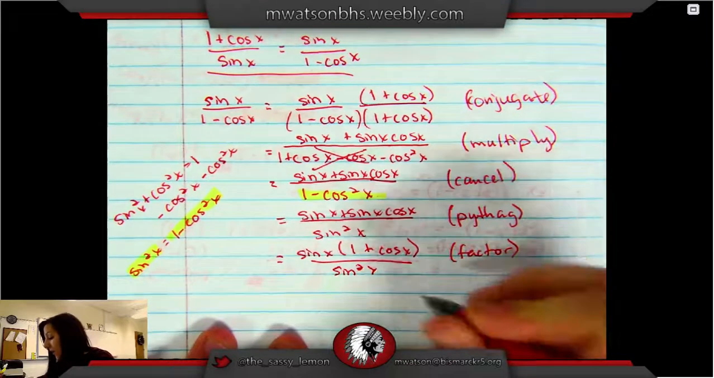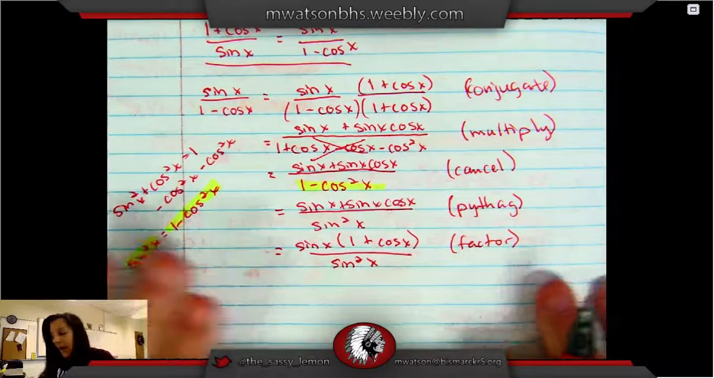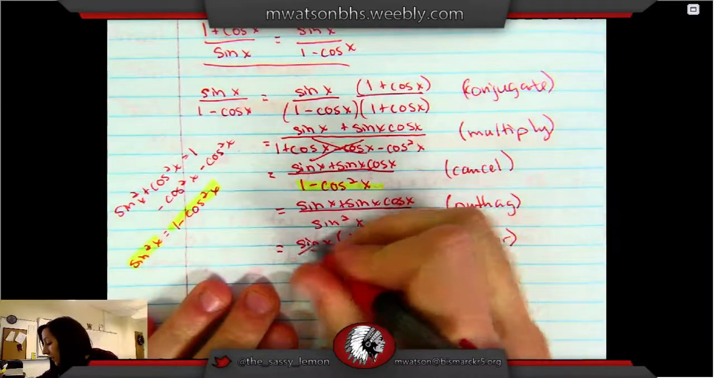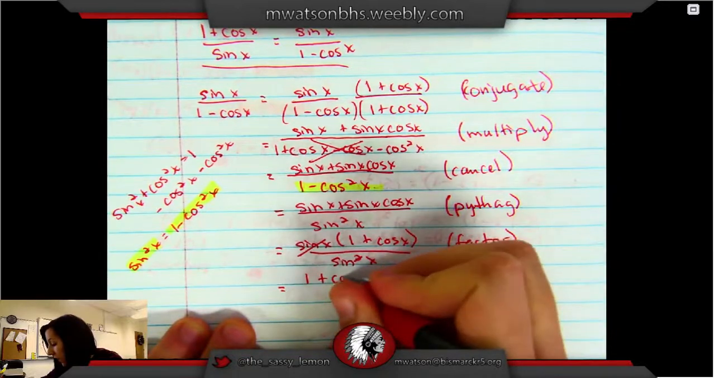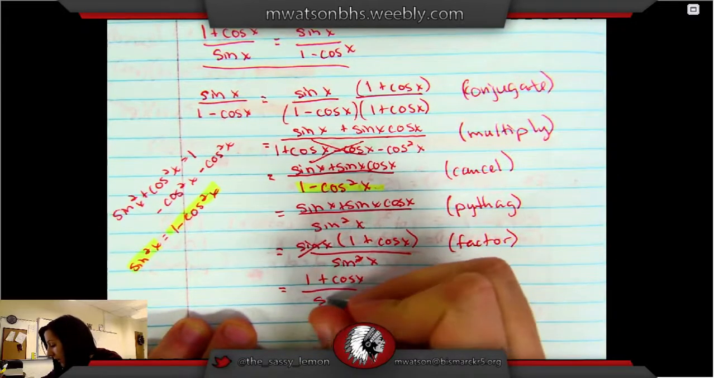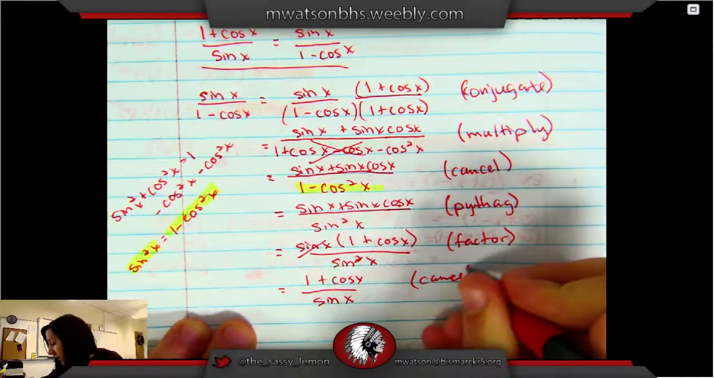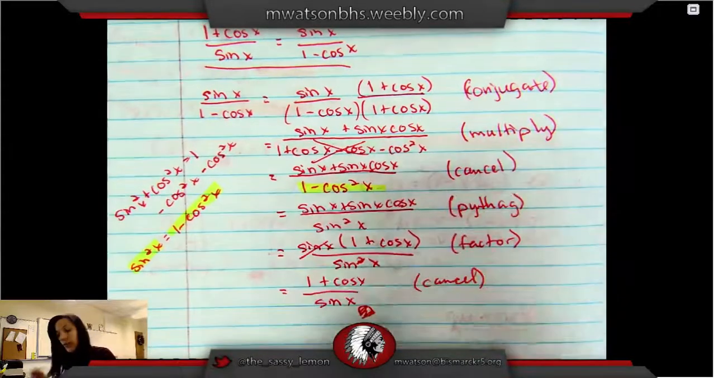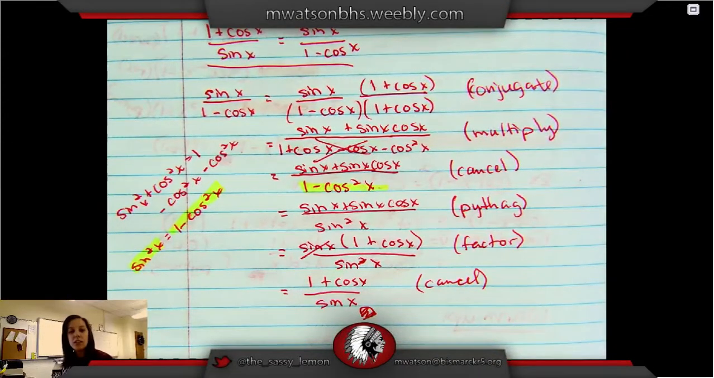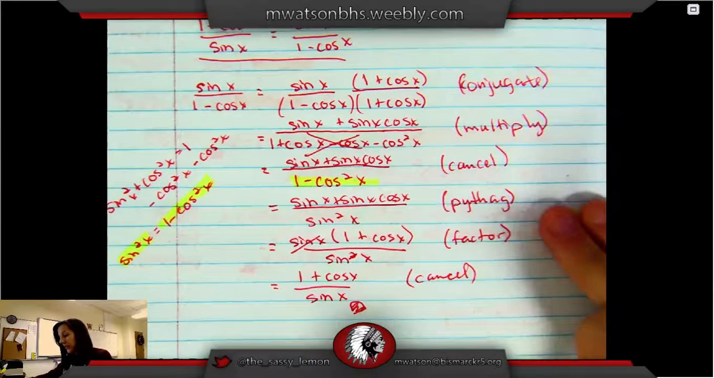And sometimes that'll happen. You'll do one too many steps and you realize, maybe I didn't need to do that. And now I can cancel. So now I've got 1 plus cosine x over sine x. And I did that by canceling or reducing or simplifying. And I got what I wanted. So that's how you use the conjugate. It's just another way of manipulating an expression to change it into something you might want.